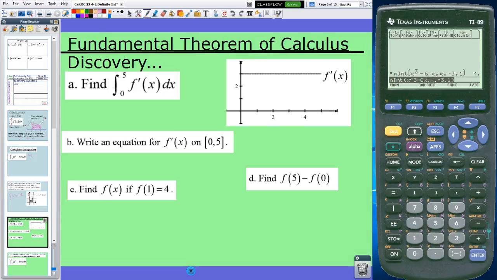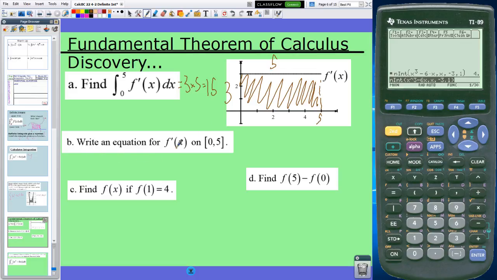All right. We're going to do a little bit of discovery here. So we have this function, we're going to call f prime of x, this line right here. So I want to find the integral from 0 to 5 of f prime of x. That means the area under the curve of f prime of x from 0 to 5. And if you look at what I have to shade in, it forms a shape which looks like a rectangle. The height of the rectangle is 3 and the length is 5. So the area, or the integration right here, is going to be 3 times 5, which is 15. That's the area under the curve.